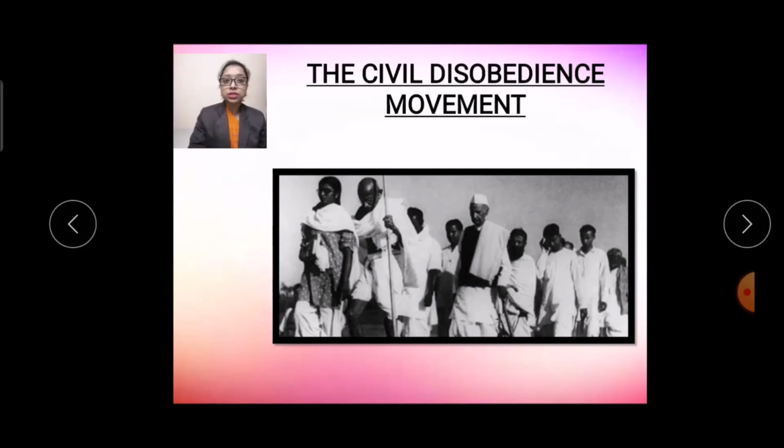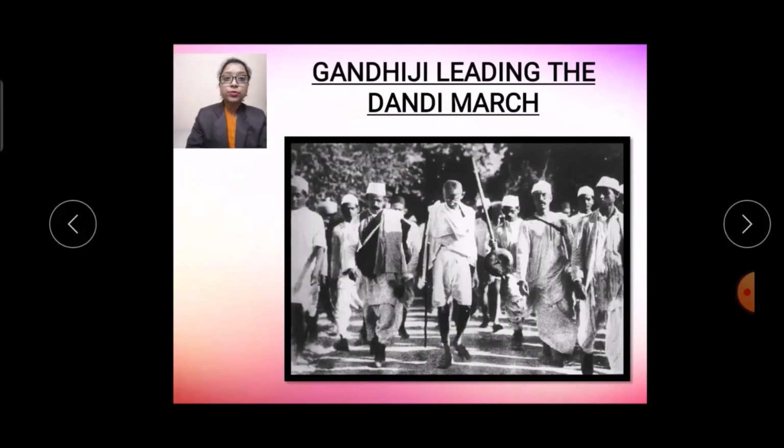So Gandhiji decided to start the civil disobedience movement by breaking this unjust law. He organized a peaceful march from Sabarmati Ashram in Ahmedabad to Dandi on the seashore. A large number of people took part in this march.